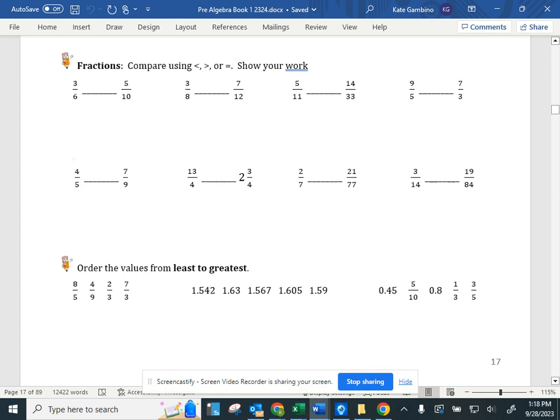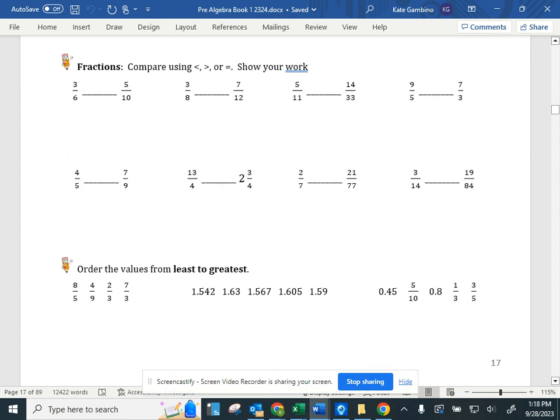And now we're comparing our fractions. Again, think about zeros, halves, and ones. Let's look at this. 3/6. Is that 0, half, or 1? It actually is a half, isn't it? What about 5/10? That is actually a half too. So this one is equal to.